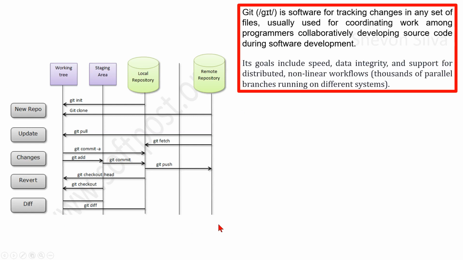Git is software for tracking changes in any set of files, usually used for coordinating work among programmers collaboratively developing source code during software development. Its goals include speed, data integrity, and support for distributed, nonlinear workflows. Thousands of parallel branches running on different systems.